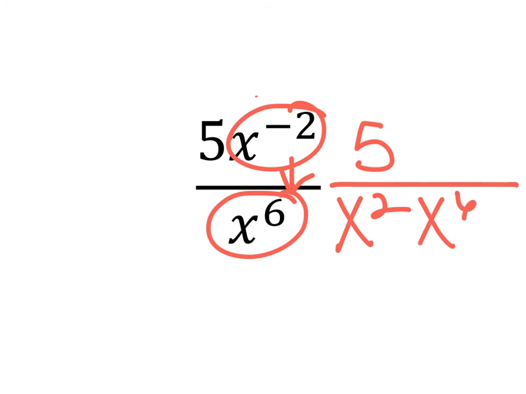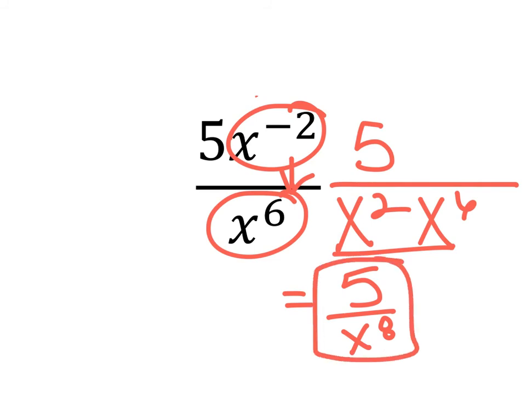It's good right where it's at. So now I have 5 over x to the second times x to the sixth. But I can do more of that. I can simplify this because they're both x's. So when I simplify these two, I end up with 5 over x to the 8th. Because x to the second times x to the sixth is x to the 8th. And that is as far as that goes.